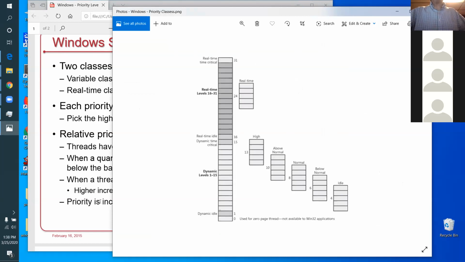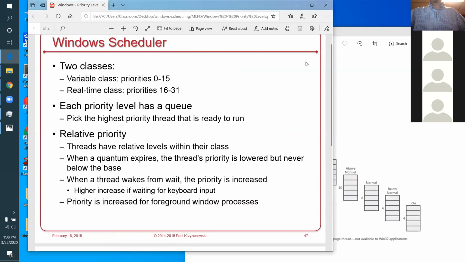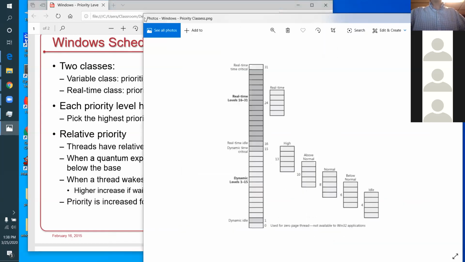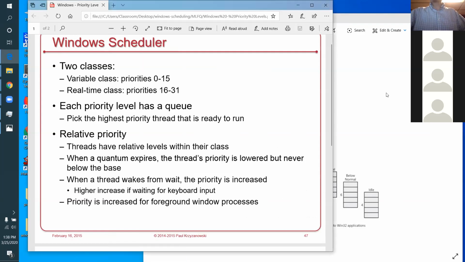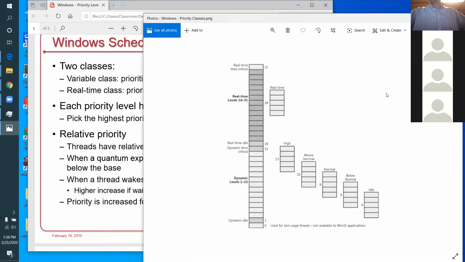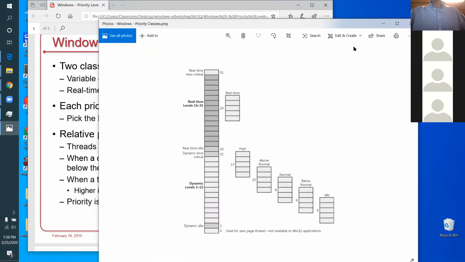So it makes sense that since it's a GUI-based operating system, when something switches from what we call a background window to a foreground window, it would get a bunch of different boosts. Maybe boost in priority and boost in time quantum. Okay.